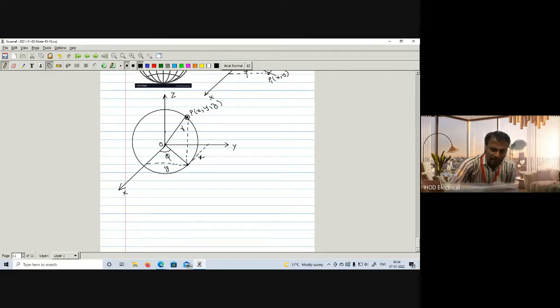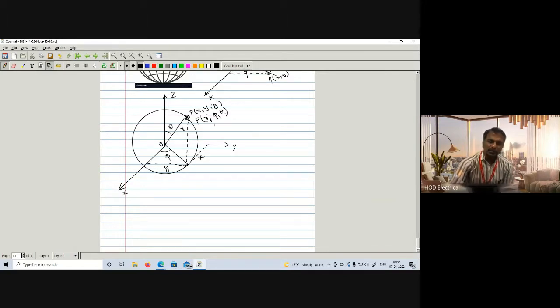The angle between the z axis and the line connecting the origin and the point, you can take as theta. So if you know phi, the angle of inclination, and the distance r, and the angle theta between the z axis and r, you can easily pinpoint this point. So the representation in the spherical coordinate system is r, phi and theta.